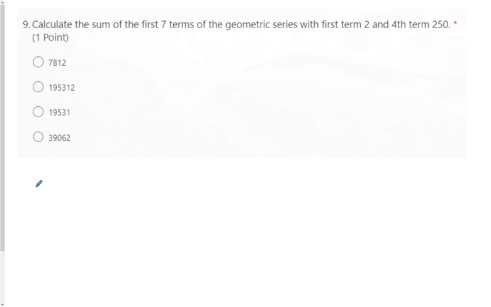Here's our last one. We're almost done. This one says, calculate the sum of the first 7 terms of the geometric series with first term 2 and fourth term 250. So we know it's a geometric series. We also know the first term. We don't know our common ratio. We do know we're calculating 7 terms, and we know our fourth term is 250. So that's all the stuff we know or want to know.